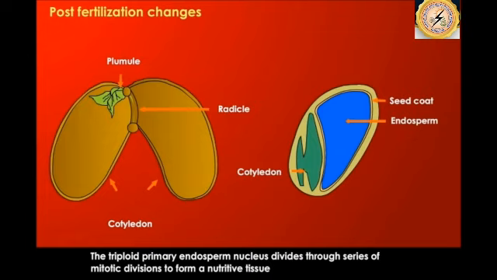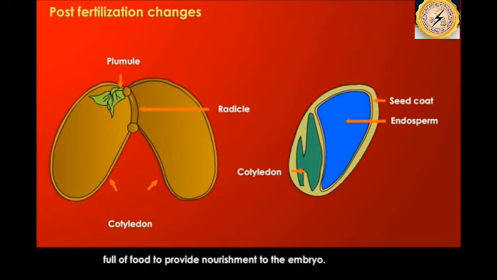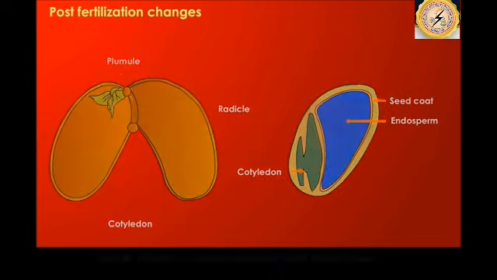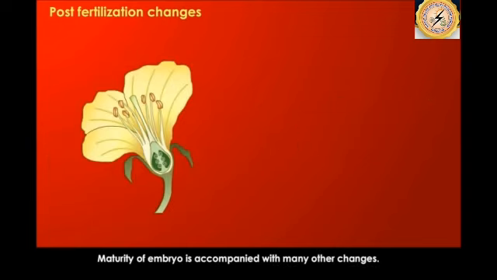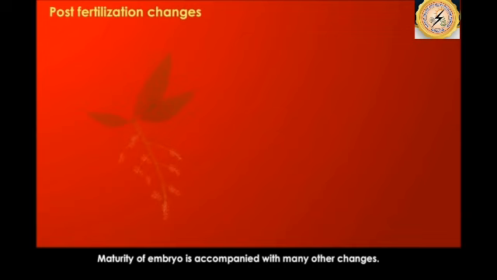The triploid primary endosperm nucleus divides through a series of mitotic divisions to form a nutritive tissue, which is said to be the endosperm, which is full of food to provide nourishment to the embryo. Now the maturity of the embryo is accompanied with many other changes. So a lot of changes take place.